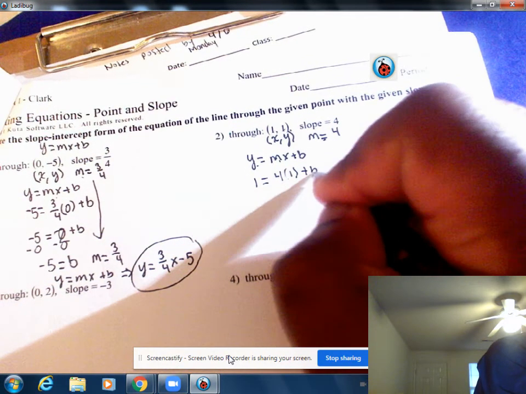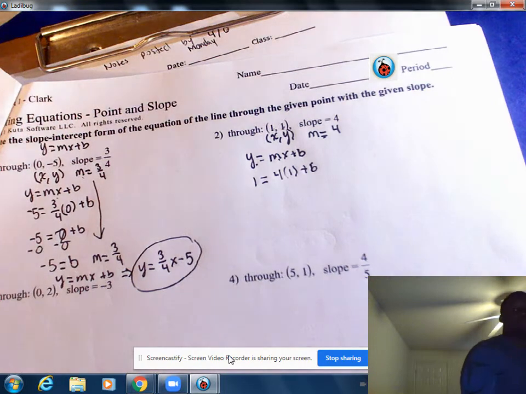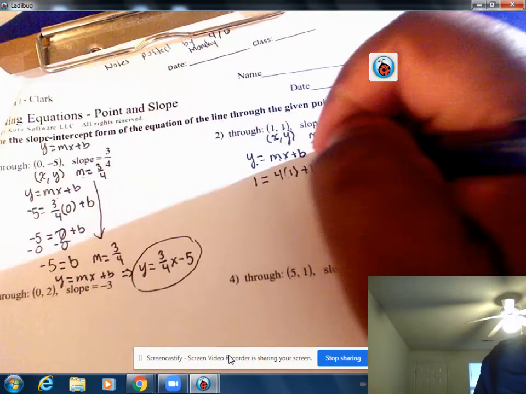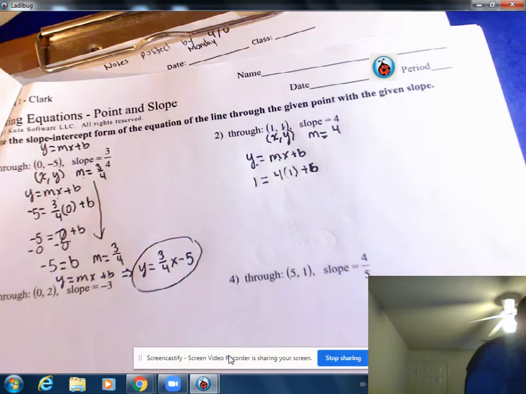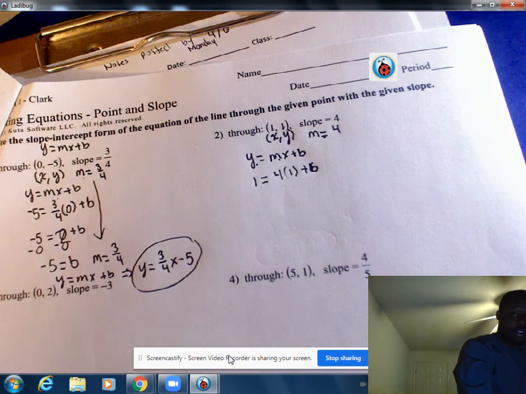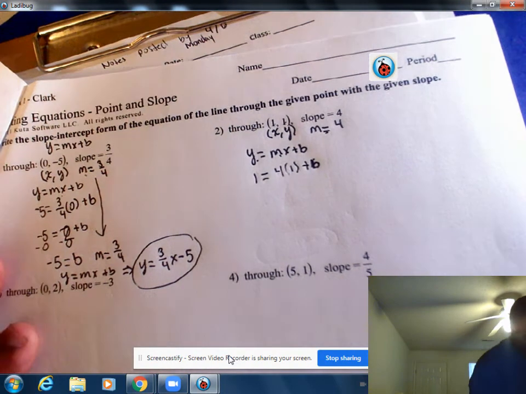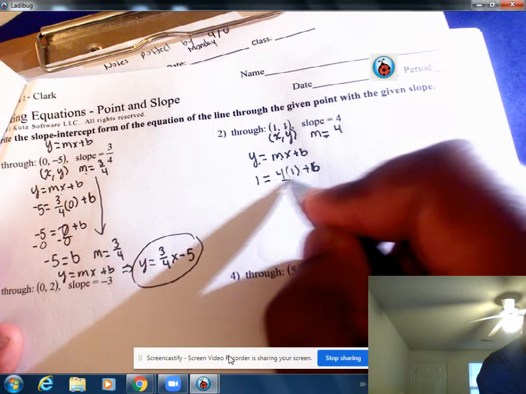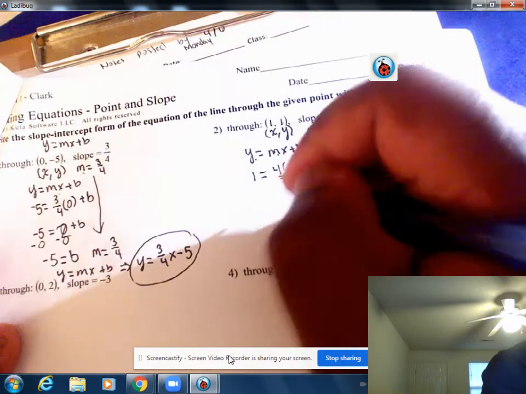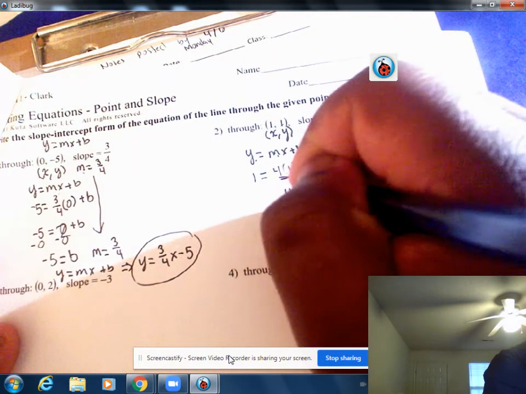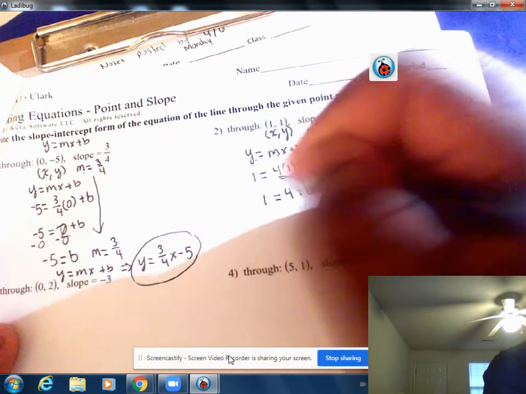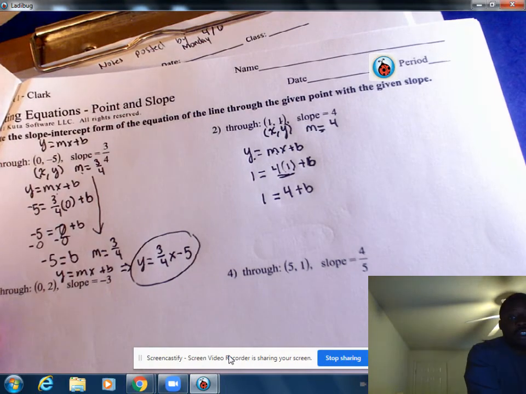But we don't know b. So I'll just bring that down. Sorry, that's b. We don't know b. All right. So again, we got to solve for it. We don't know it. We got to solve for it. So the first step to solving for it, we got to multiply these two. So 4 times 1 is 4. Bring down everything else. So it should say 1 equals 4 plus b.